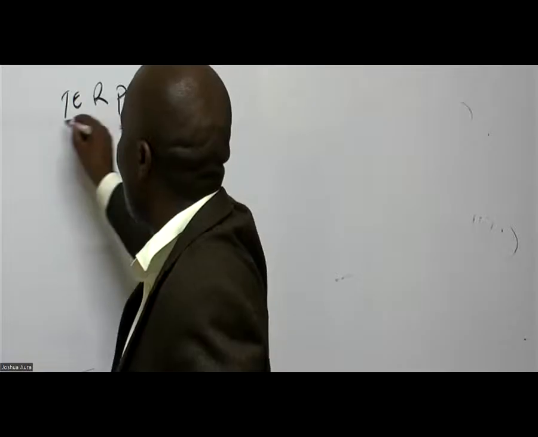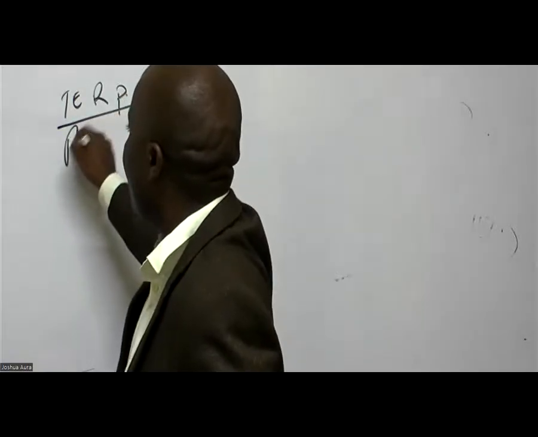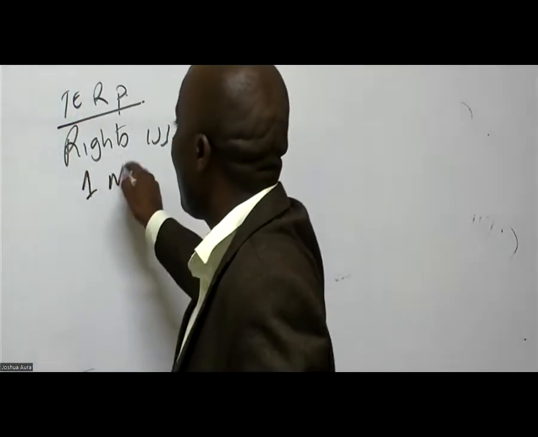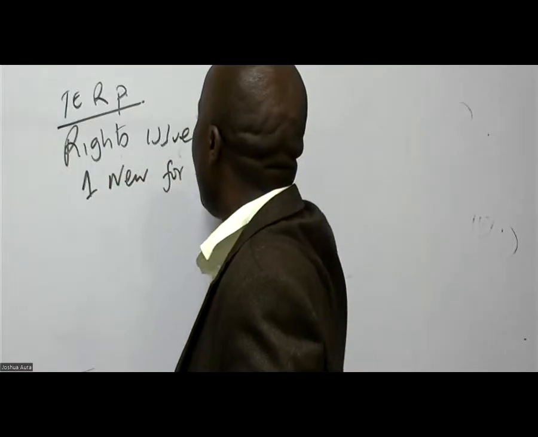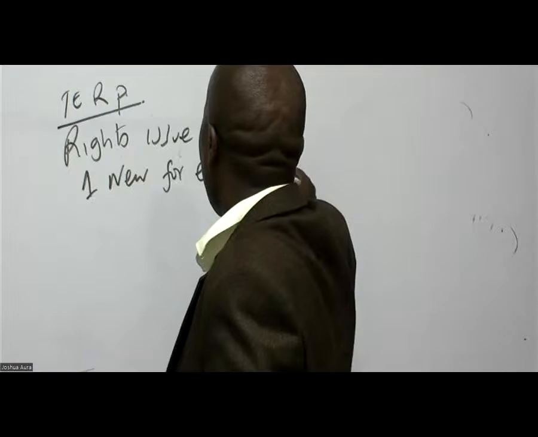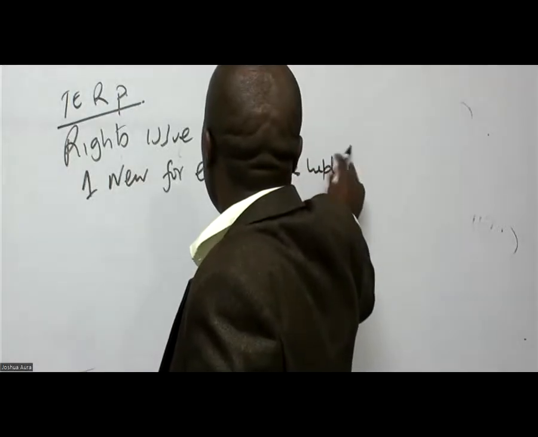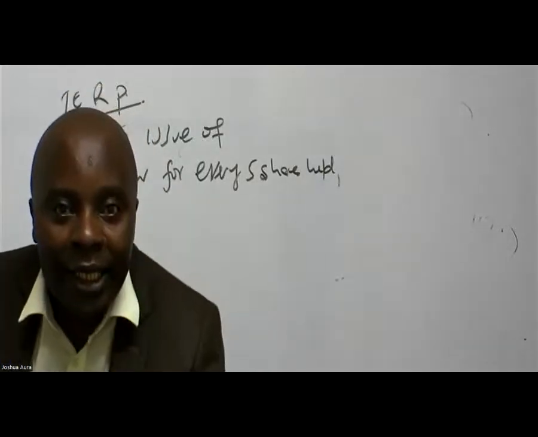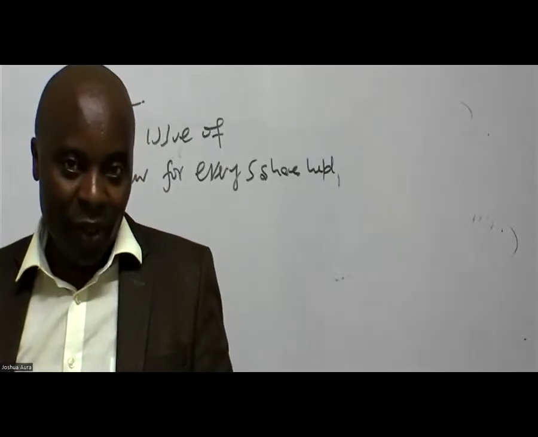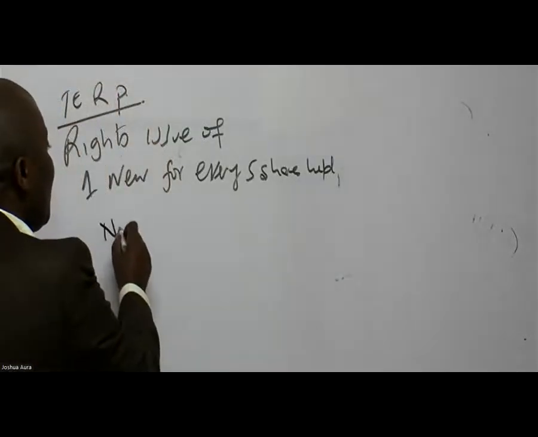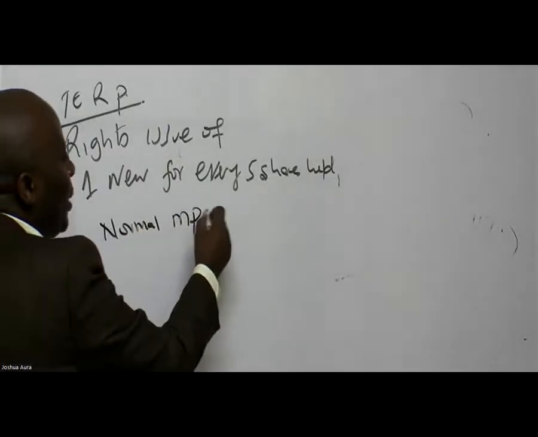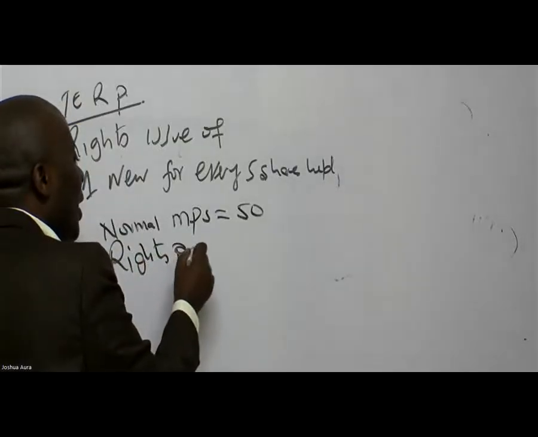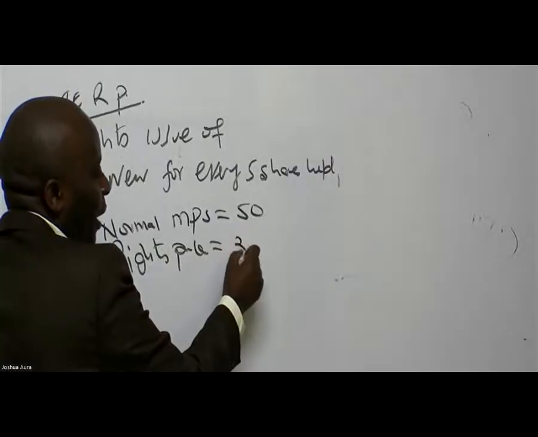You'll be told that we have a rights issue. A rights issue of 1 new, for example, for every 5 shares held. Remember, a rights price is normally cheaper, right? So you'll be told that the normal market price per share is, for example, 50. And the rights price in this case is 30.